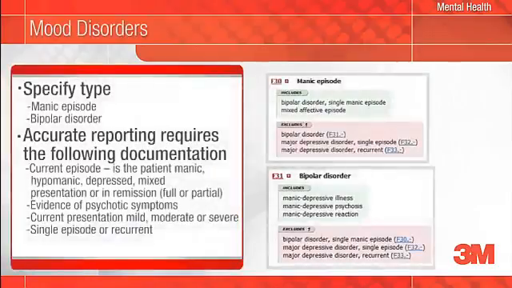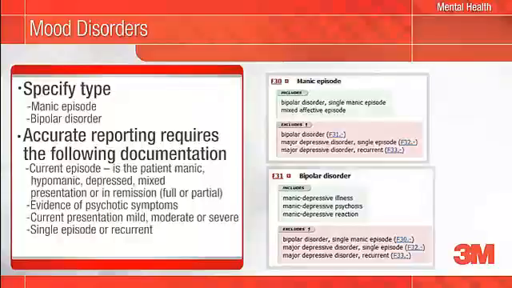The ICD-10 codes for mood disorders include major depressive disorder, which we discussed previously, as well as bipolar disorder and manic episode. Mood disorders will continue to require specific documentation about the current episode in ICD-10, much the same as was required in ICD-9. That is, whether the patient is manic, hypomanic, depressed, or has a mixed presentation, and if in remission, whether it is full or partial. If the patient has evidence of psychotic symptoms, that should be documented as well.